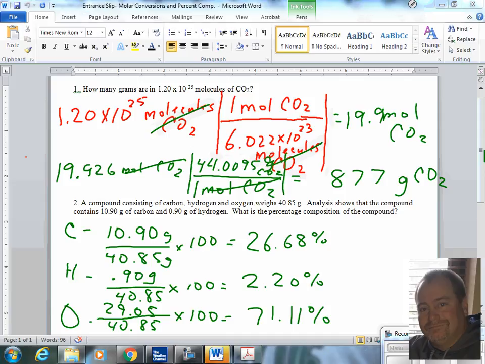Okay, how did I get my oxygen? 29.05. Okay, I know how much is carbon, 10.90, and I know how much is hydrogen, right? So if I add those together, 10.90 plus 0.90, I get 11.8. So I'm going to subtract 40.85 minus the 11.80, and that's going to give me 29.05. Okay, Shelby?